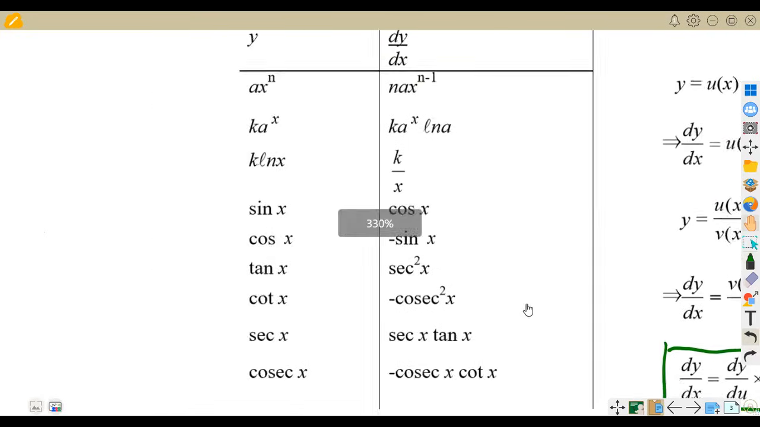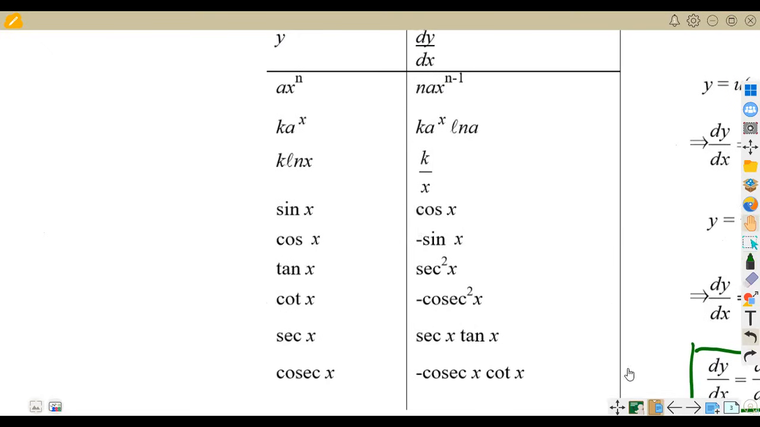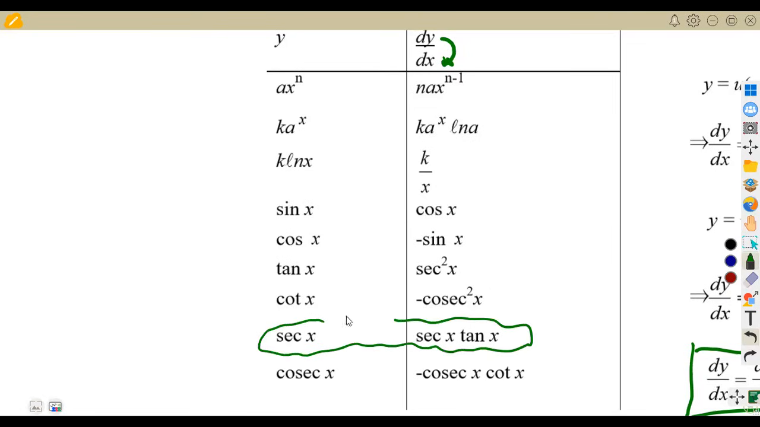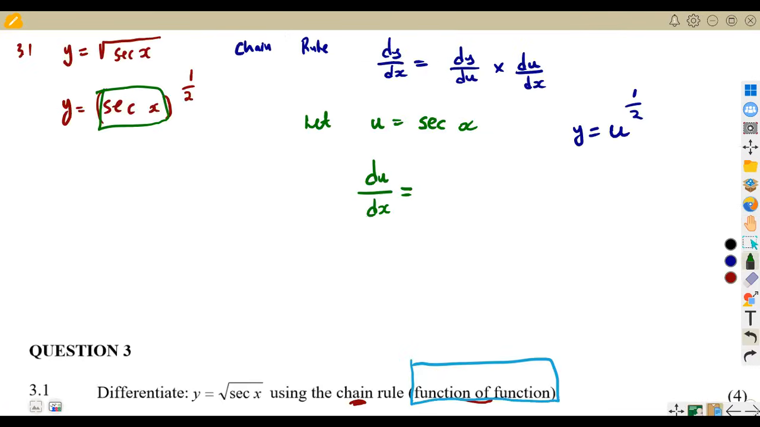All right, then these are our derivatives here, whereby we are given the derivative of y in this case with respect to x. So sec x, like I said here, is going to give us sec x tan x. That is our derivative. So this part is going to give us sec x tan x. Okay, then we move on to the derivative of y with respect to u.